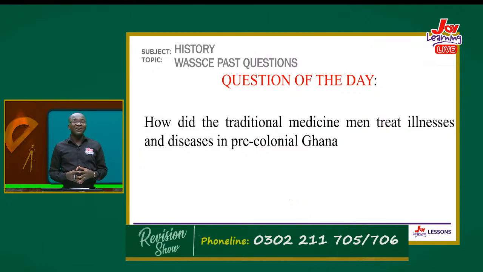Charles spoke about the offering of sacrifice. So the people believed, or the medicine men believed, that some sicknesses were caused by spirits, be it gods, be it witches, or evil spirits. And for such sicknesses, they could not treat them with herbs or with roots of plants. And so they needed to divine.